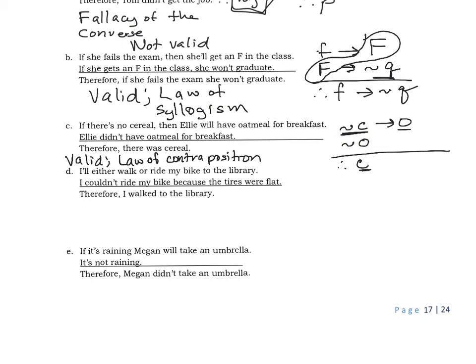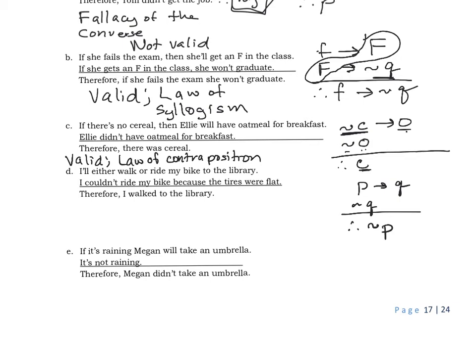Let's look at that again. Remember, if we had if P then Q, then we had a not Q, therefore not P. So again, we had a negation of what follows the then, and then we would have the negation of what follows the if, and that's exactly what we had. The negation of C would be C.